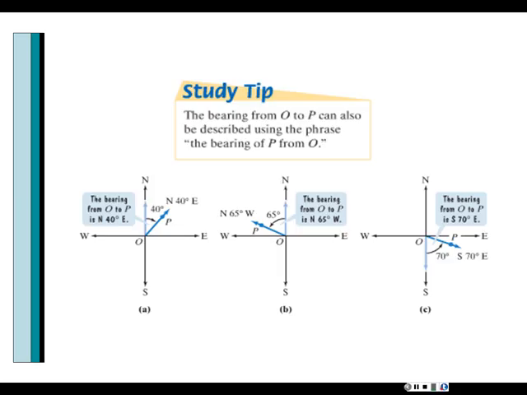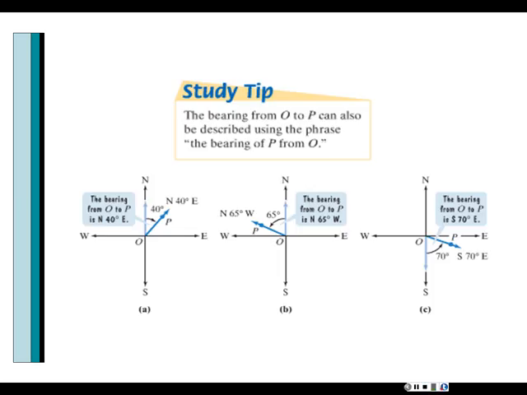So you are going north and you are going towards east to create that angle, 40 degrees east. Basically you are starting from north and you went 40 degrees towards east to create that angle, and that is called a bearing from O to P. Similarly, look at the other examples here. Let's say here, this is north 65 degree west, because you started from north and then you created a 65 degree angle towards the west side.